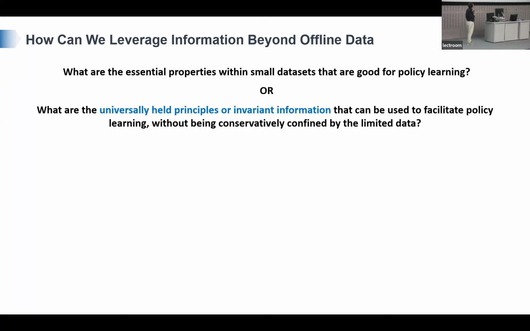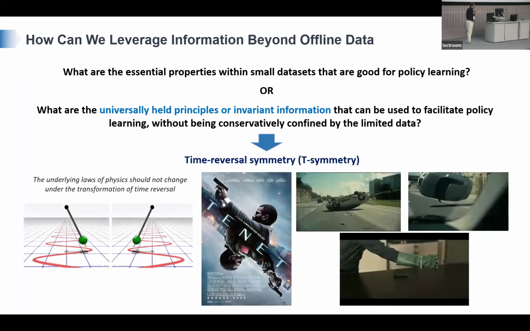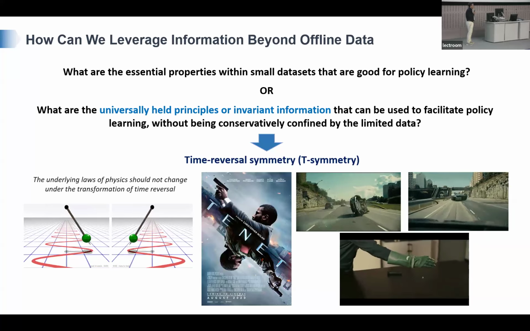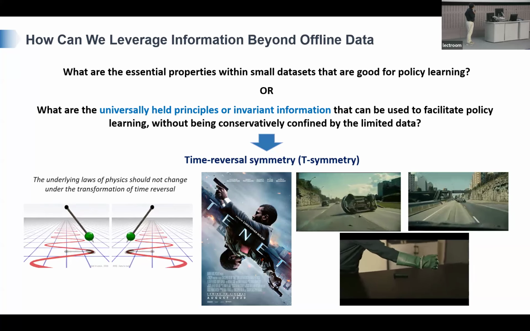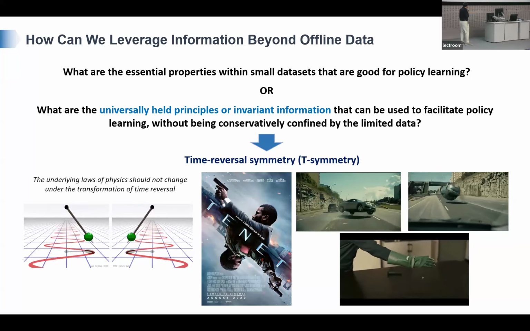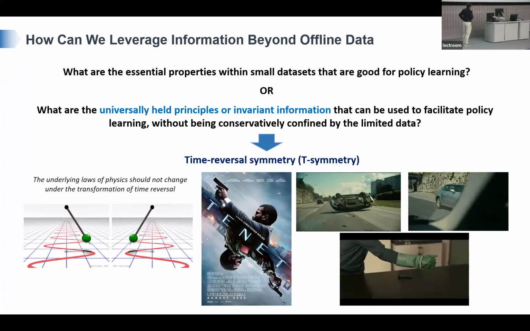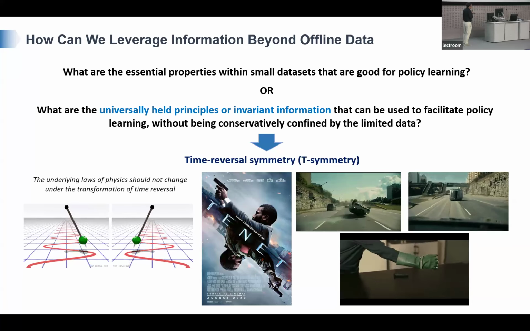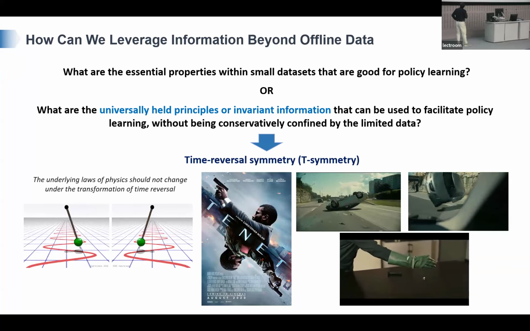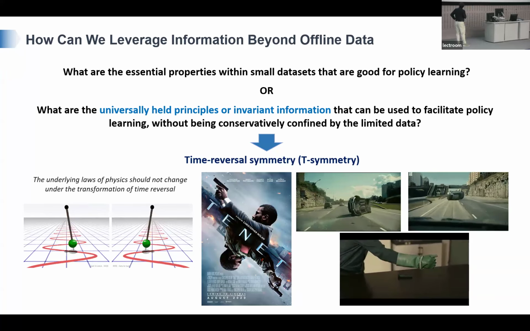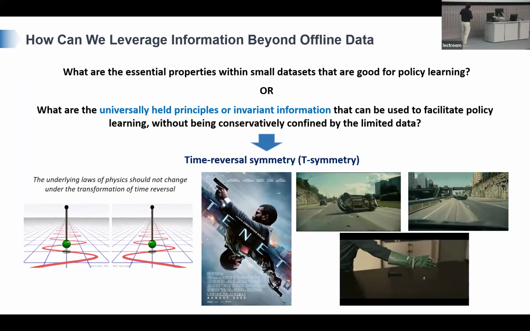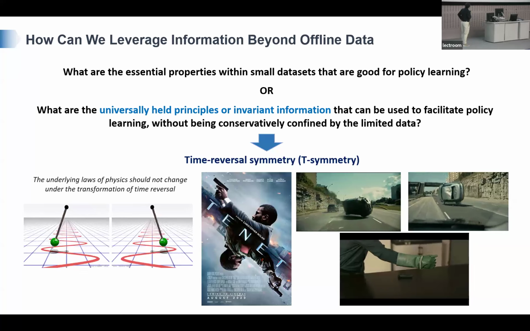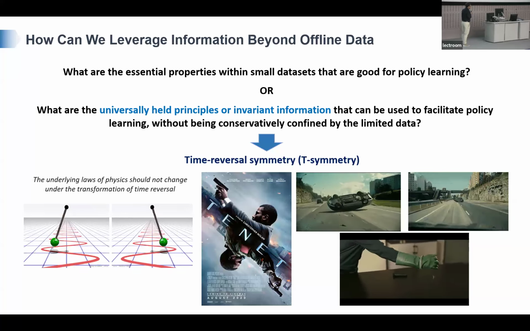So what do we find? Something we call time reversal symmetry. This is a very fundamental and ubiquitous symmetry in physics. What it says is that the underlying laws of physics should not change under the transformation of time reversal. For example, if you look in the forward direction of time and the reverse direction of time, the motions seem very similar because the underlying Newton's law doesn't change.